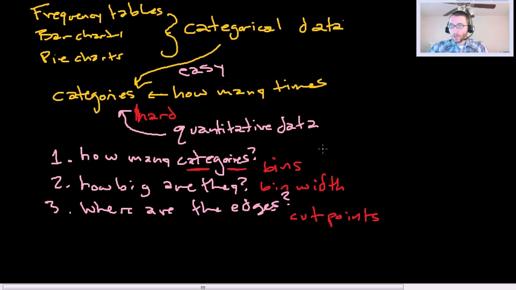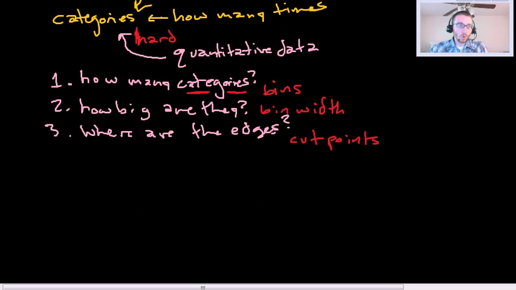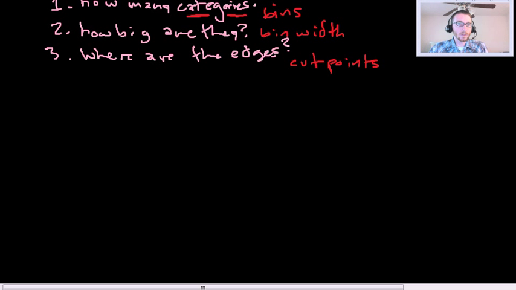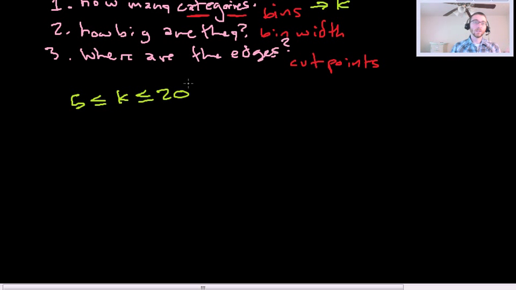It's not totally easy to do this, but people have been doing it for a really long time, so you don't have to reinvent the wheel. Usually the number of categories is given by k, so we're going to have k different categories. How many to use? Usually it's somewhere between 5 and 20. The more data, the more bins we might want to use. If you have very little data, you don't want to use so many bins.